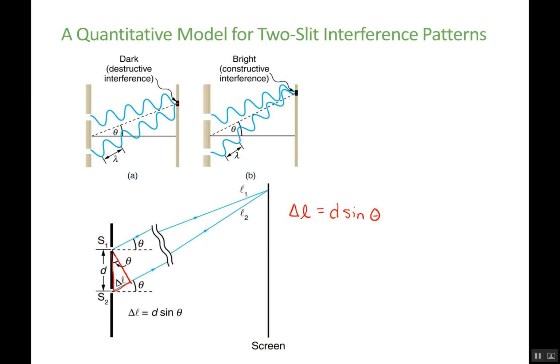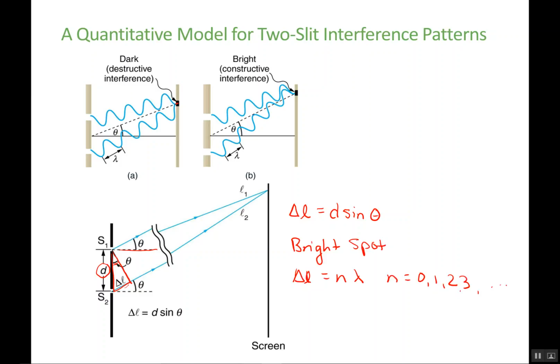In other words, the path length difference, the extra distance the light from S2 travels compared to S1, is delta L in this picture, and it's a function of the angle the path makes with the horizontal and the distance between the slits, which in this picture is little d. In other words, we have this little right triangle here, and delta L, the path length difference, is equal to d times the sine of this angle.